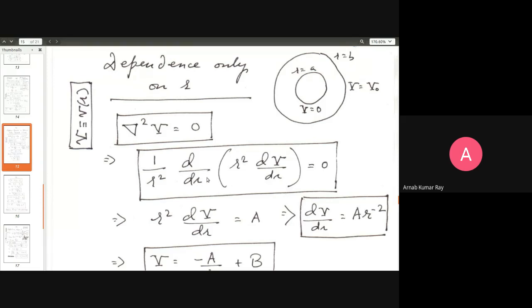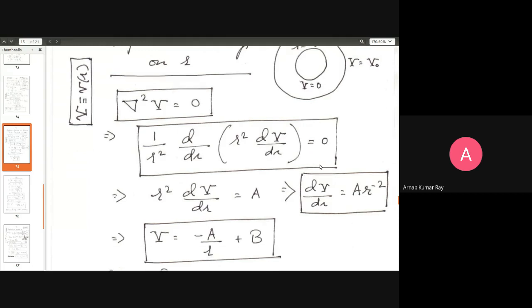1 upon r squared d/dr of r squared dV/dr is equal to 0. Okay, fine. 1 upon r squared into this quantity is equal to 0. But 1 upon r squared is not equal to 0 in general, unless r goes to infinity, but that's not what happens all the time. So it basically means then that d/dr of r squared dV/dr is equal to 0. Okay. If that be so, then it simply means that r squared dV/dr is a constant quantity, capital A.